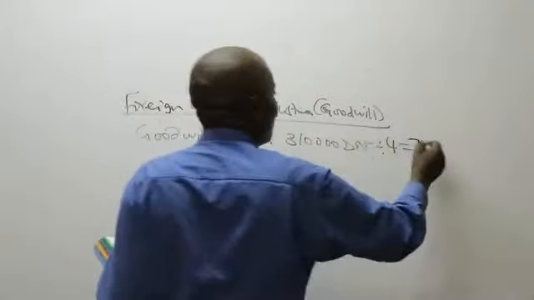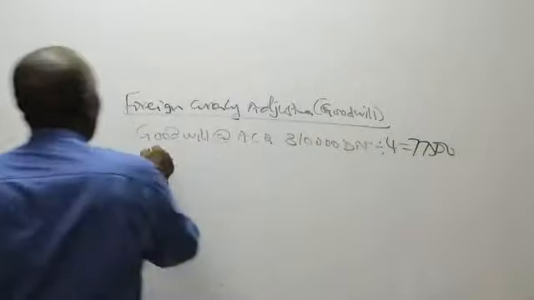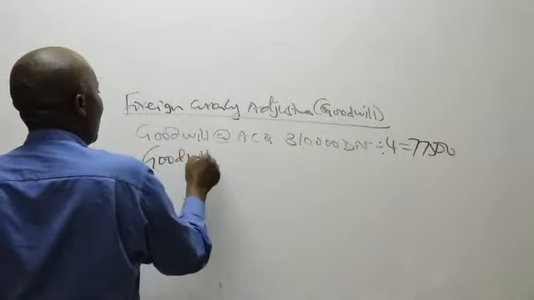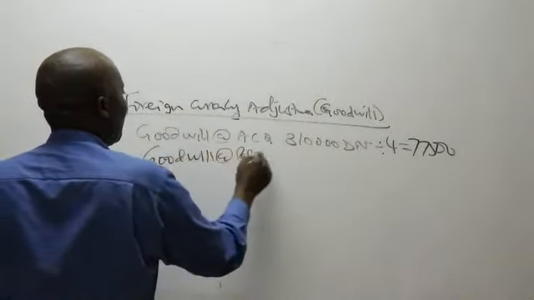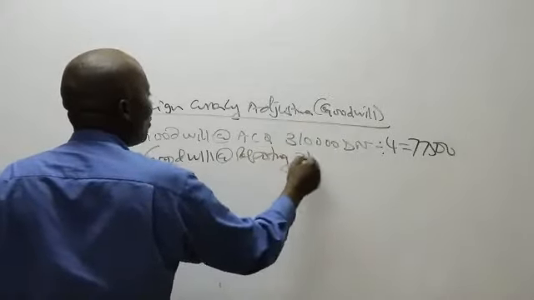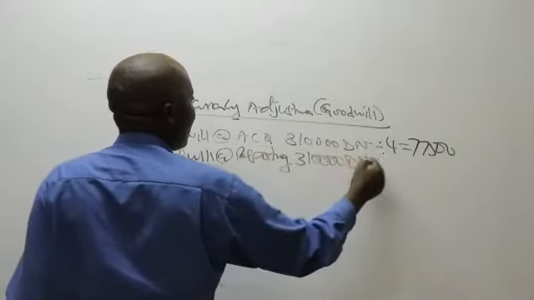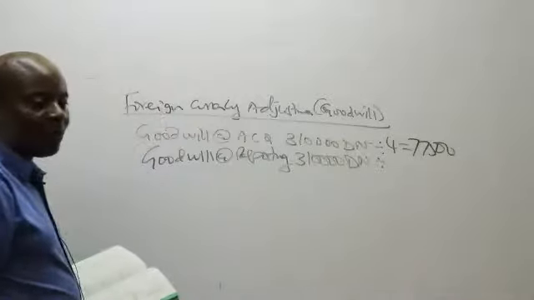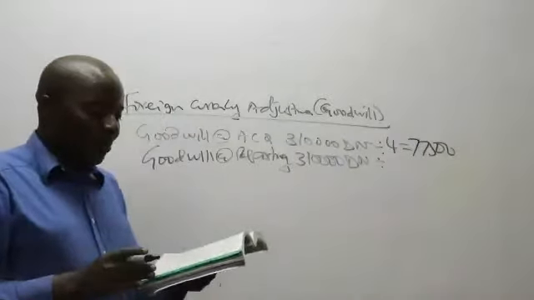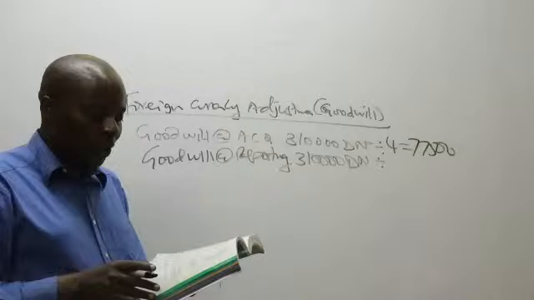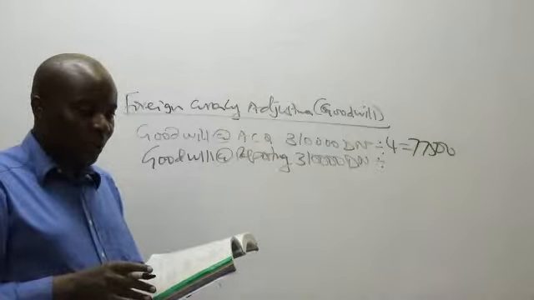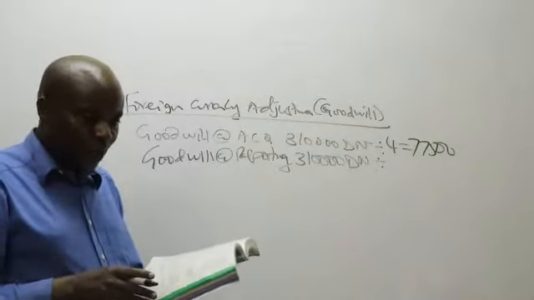77,500. Thank you very much. And then now we have goodwill at reporting. Goodwill at reporting was also 310,000 DN. But I would want to translate this. Kindly help me translate this. Which rate should I use?